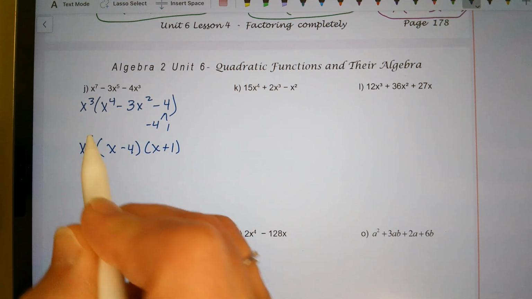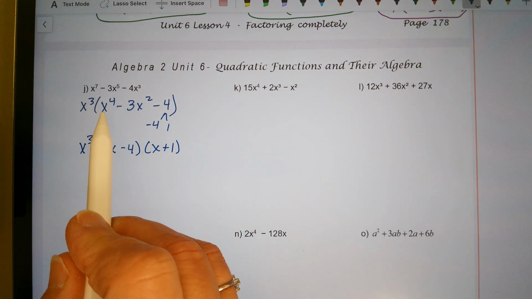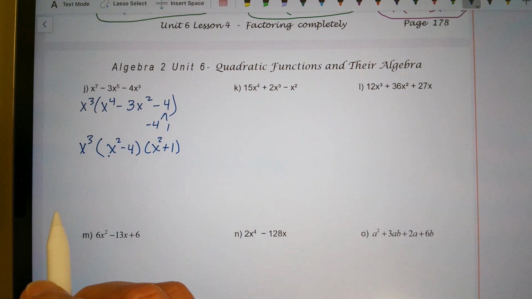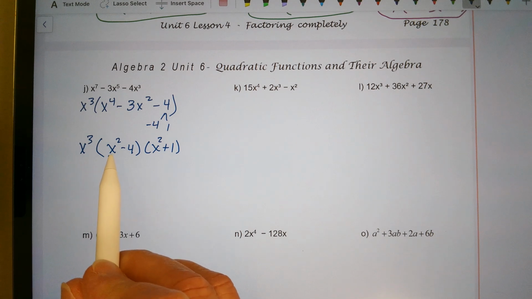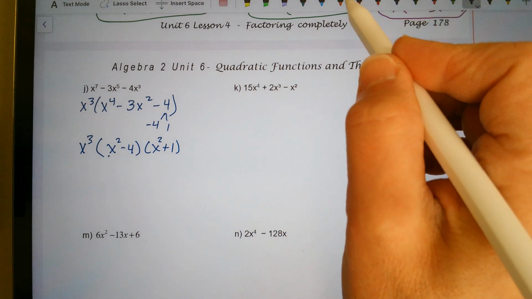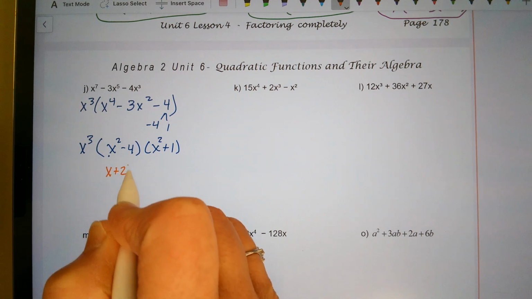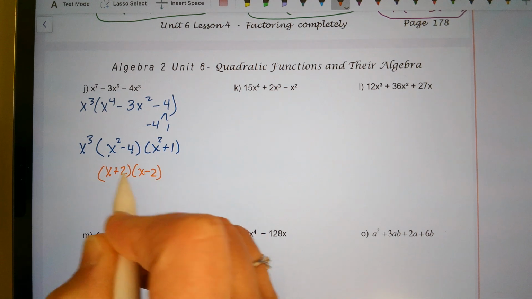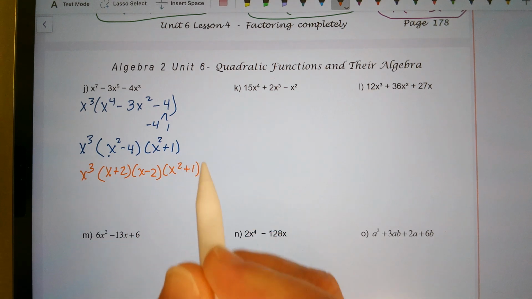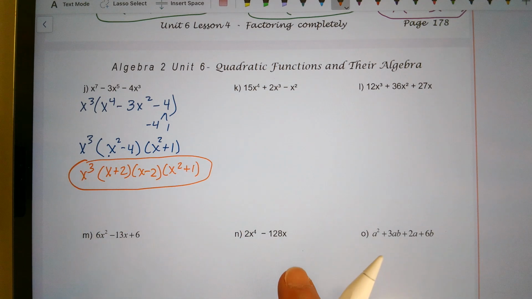Bring down the x cubed, right? But this isn't quite right, because x times x here would give us x squared. We need x to the fourth. So make each of these x's x squared. Now, you have to recognize that x squared minus 4 is the difference of perfect squares, so that needs to factor further. It factors into x plus 2 times x minus 2. Bring down the x cubed, and x squared plus 1 does not factor. So this is our final factorization, or a complete factorization.